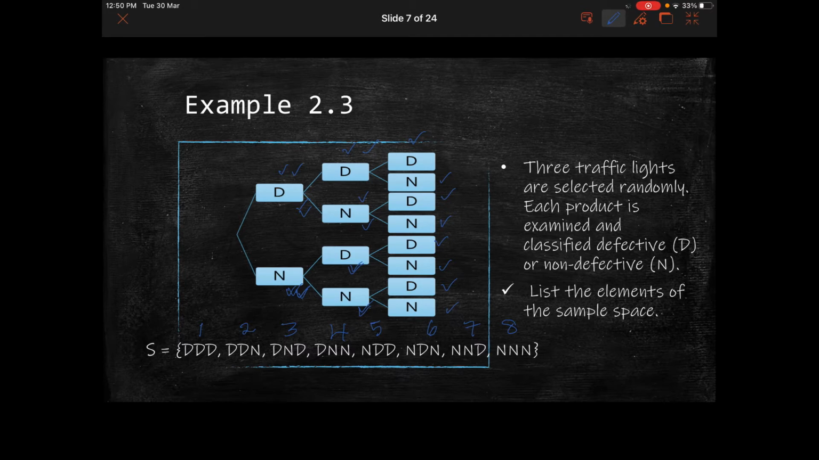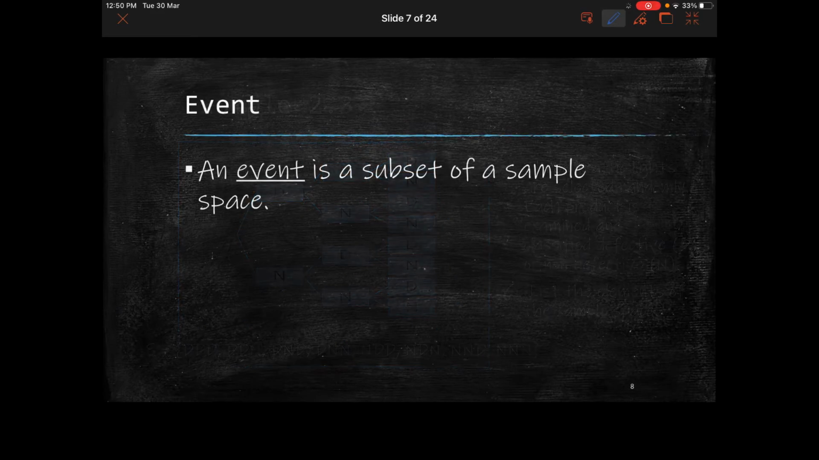So this would be the sample space of 3 traffic lights selected randomly. Here is the next definition. What is an event? An event is a subset of a sample space. Remember that sample space is all the possible outcomes, so an event is a subset of that.